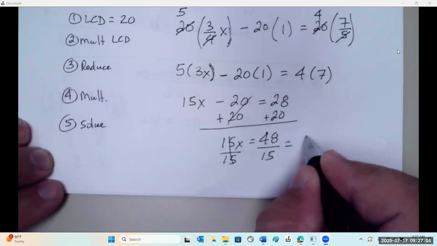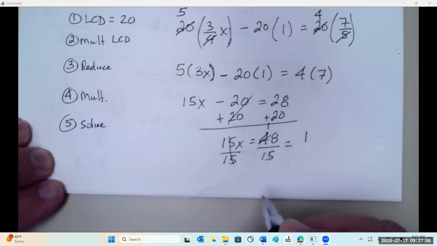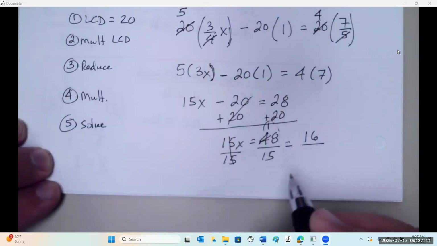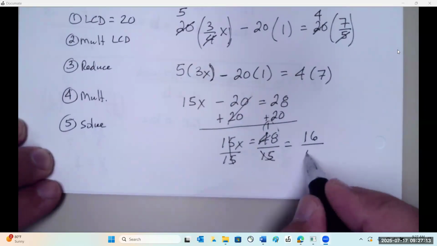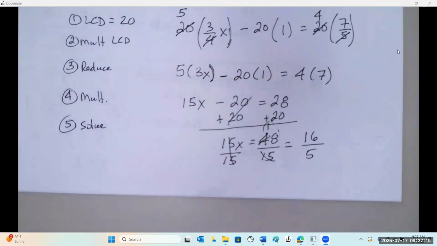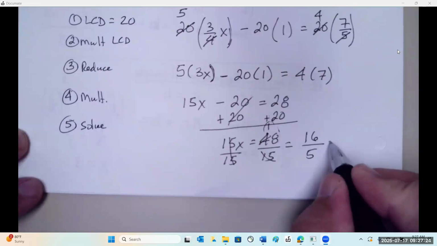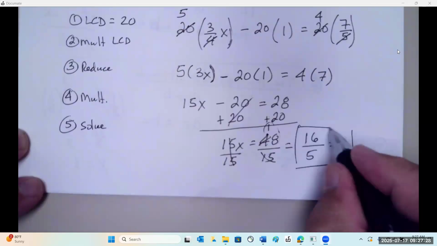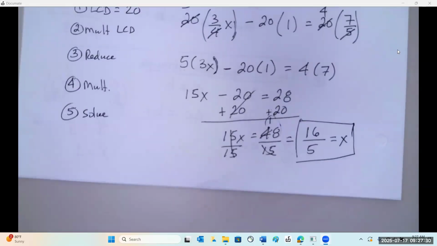3 goes into 4 one time with 1 left over. 3 goes into 18 6 times. 3 goes into 15 5 times. You can enter your answer that way. It's an improper fraction because the top is bigger than the bottom.